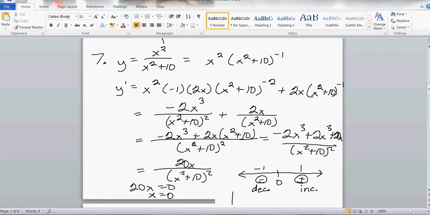Where exactly? Well, what we have to do is plug in 0 into the original. So I come back up here to the original, plug in 0. 0 squared is 0. 0 over 10 is 0. So there's going to be a maximum at 0, 0. Now we're ready for the second derivative part.